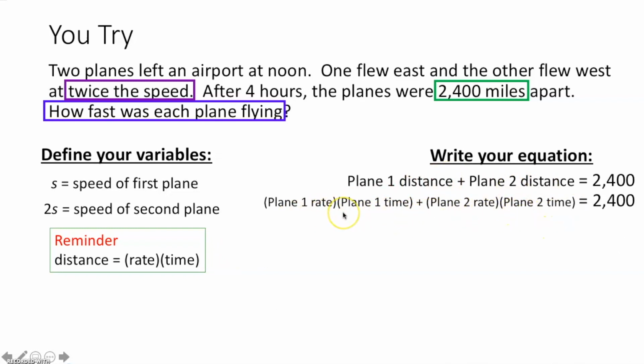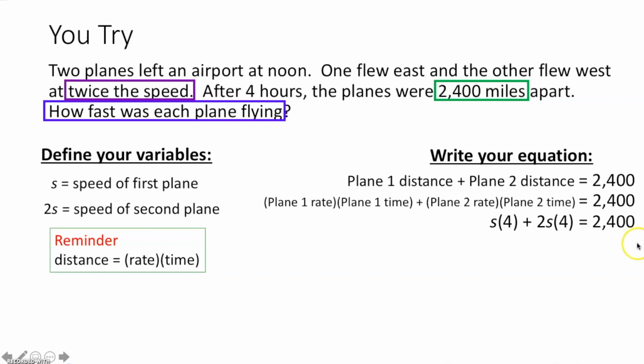Now, is there anything we can plug in here? Well, the plane 1 rate is S. That's the speed of the first plane. Plane 2 rate is 2S. That goes in here. Is there a time? Yeah, it says after 4 hours. So we plug in a 4 for the plane 1 and the plane 2 time. Now, great, we have our equation. All we have to do is solve.